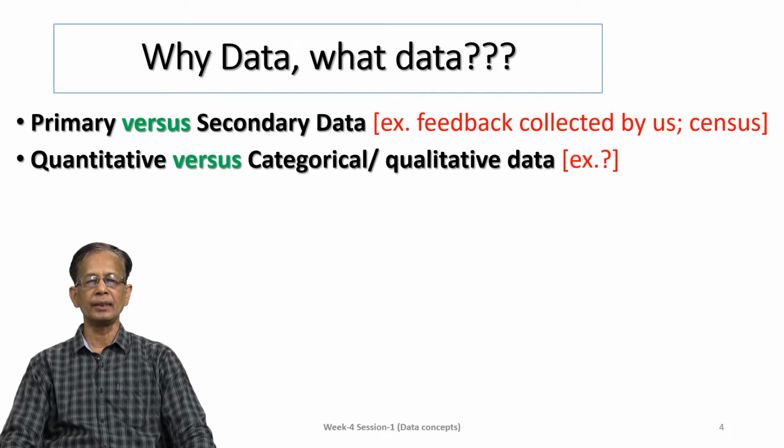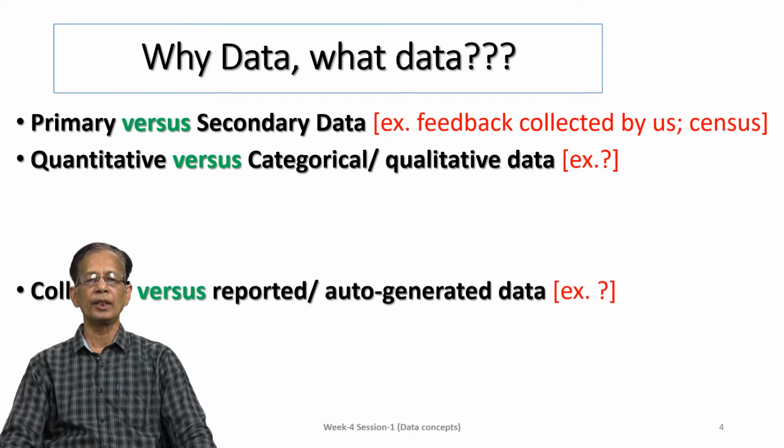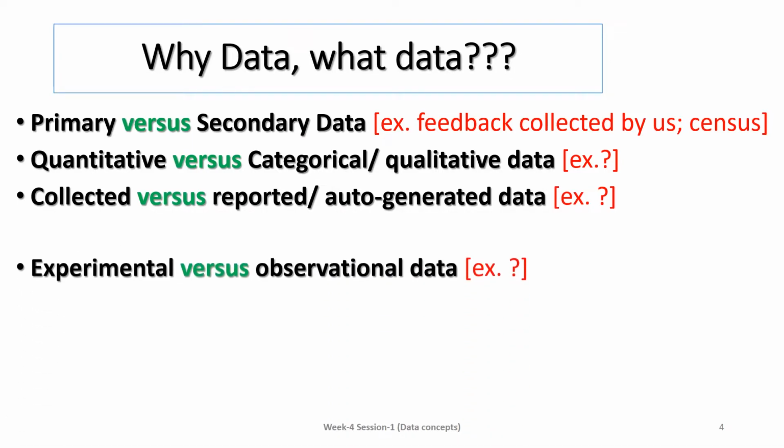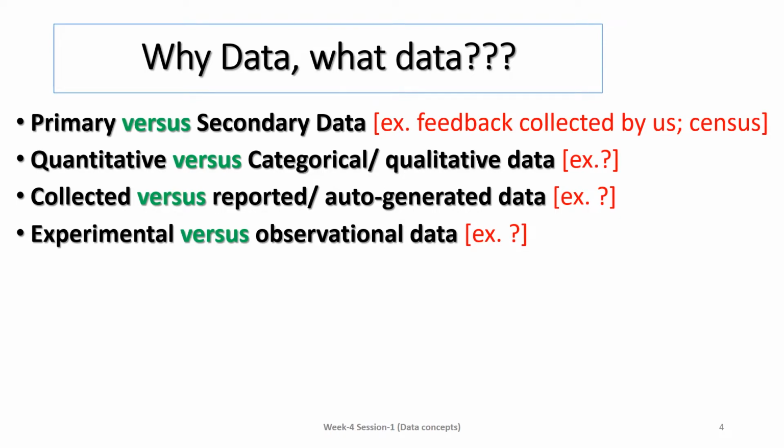Now, sometimes data is either collected by us or it is automatically reported to us systematically. So that could be a further classification: it could be auto-generated or it is collected. Another interesting classification of data: when we observe data and how it changes, I will call that observational data, and when we do an experiment, that will be called experimental data.